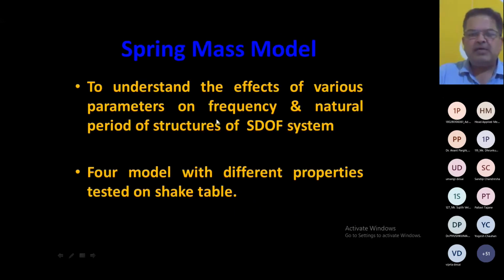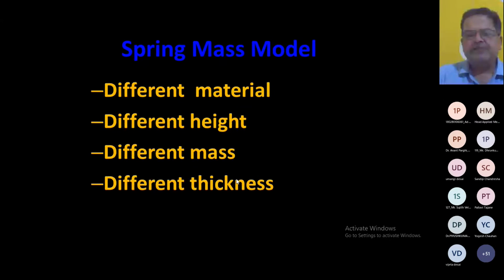So we developed a spring mass model with different properties, right? Which are the different properties? For example, we are knowing that our structure is made up of different materials. It is made up of steel. It is made up of RCC. It is made up of wood. It may be a composite. It depends. If you change the material, then the behavior will change. So the one parameter we kept as a variable is the material, right?